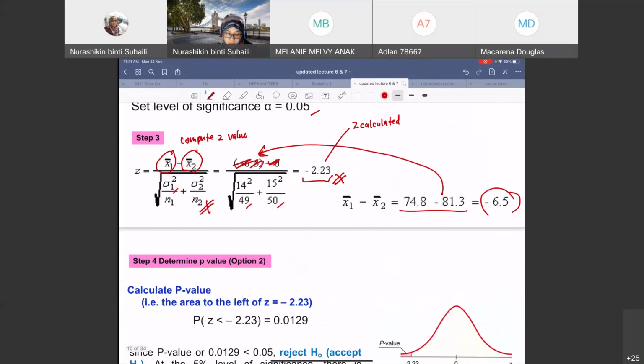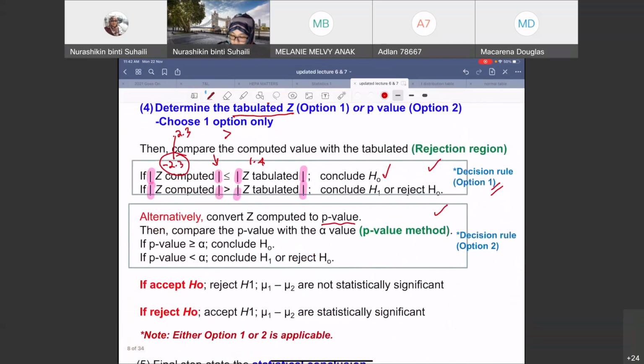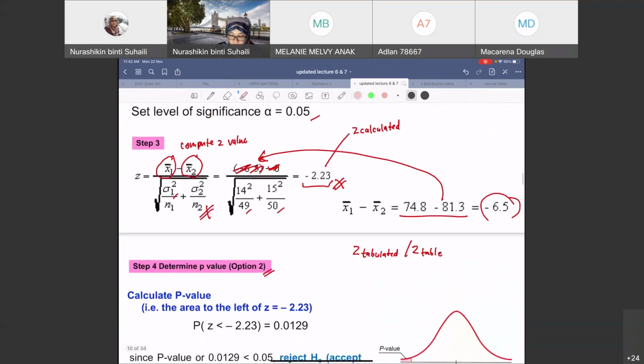Then step 4, here I use option 2. You can also determine Z tabulated, or Z table, and compare it later with the Z calculated. Here I will show how you use option 2. Remember when I mentioned the steps just now? Step 4, you have option 1 and option 2. I think option 1 I've shown in the previous lecture for one sample. So option 2, what does it mean with a p-value here? Once you have determined the Z calculated, this one.